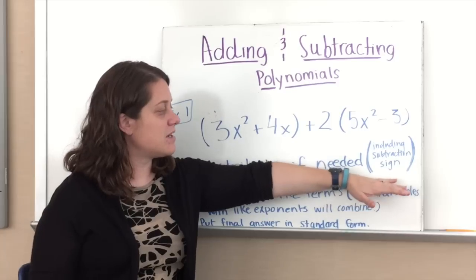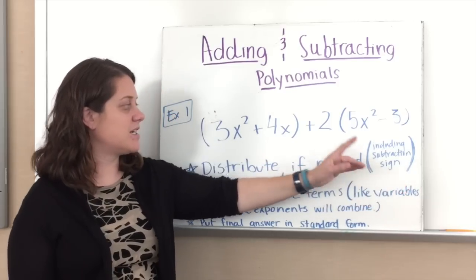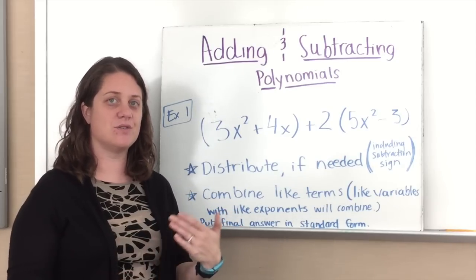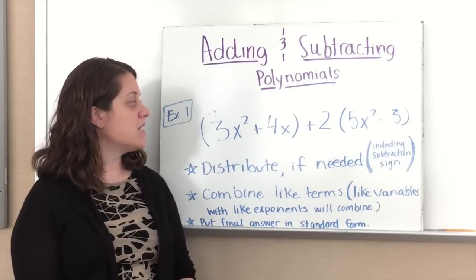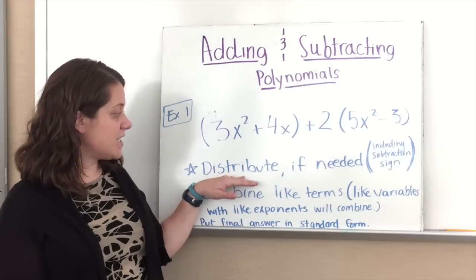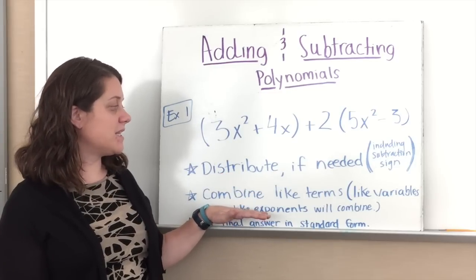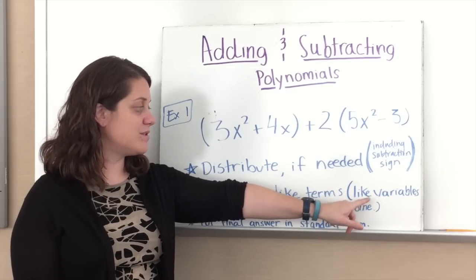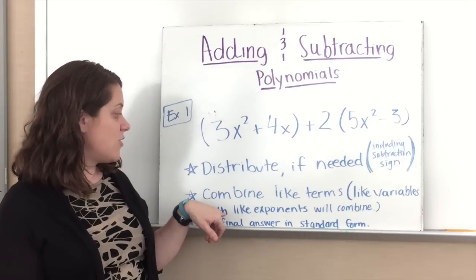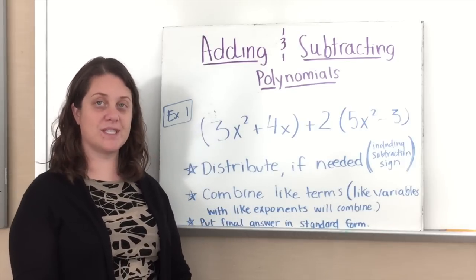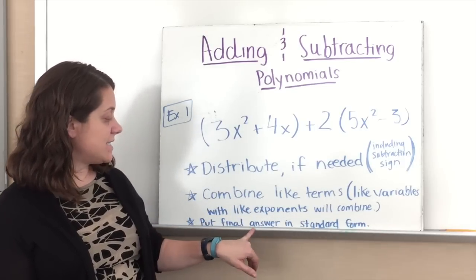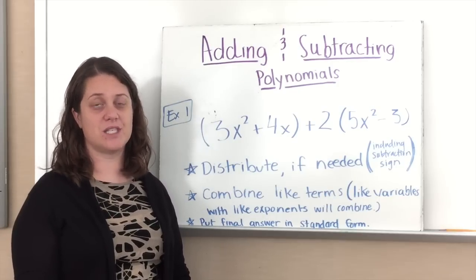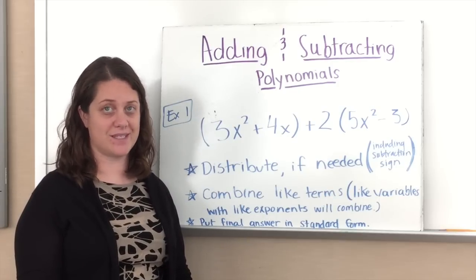So notice that we wrote in here including the subtraction sign. If it's an addition sign, you don't have to worry too much because a positive 2 and 2 are the same thing. After you've taken care of distributing, you're going to combine like terms. And hopefully remember that like terms are terms that have like variables, as in they're both x's, with like exponents. Those are the ones that we'll combine. Lastly, remember to put your final answer in standard form, so refer to your previous notes if you have already forgotten what standard form is.